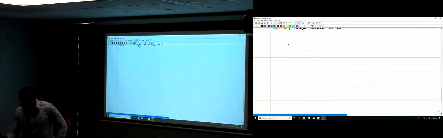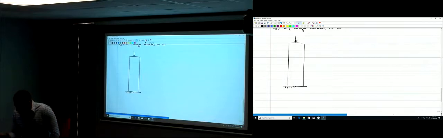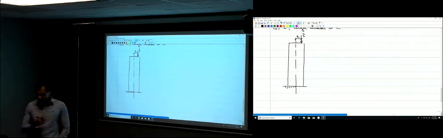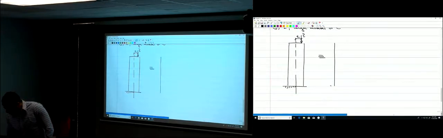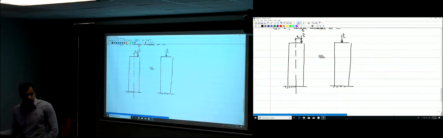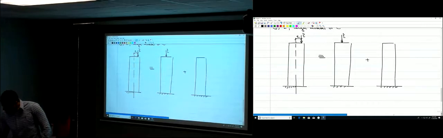So now we still have the same column here. We have this P, but now the eccentricity is higher. We have higher or larger eccentricity, okay? So this can be translated into the axial force P acting at the centroid, or the plastic centroid to be more precise in wording, and a moment.